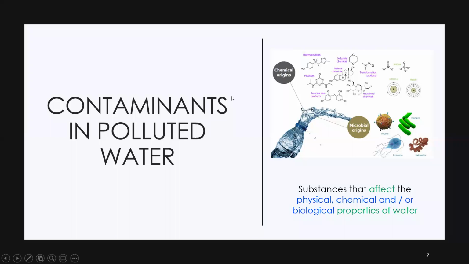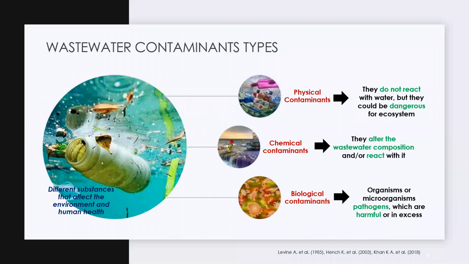So, what is a contaminant in polluted water? Basically, a contaminant is any substance that affects the physical, chemical, or biological properties of water. Every time you want to use clean water, you want to use pure water. So if you have odor in your water, for instance, then maybe you have a problem with contamination. You can classify contaminants in many different ways.